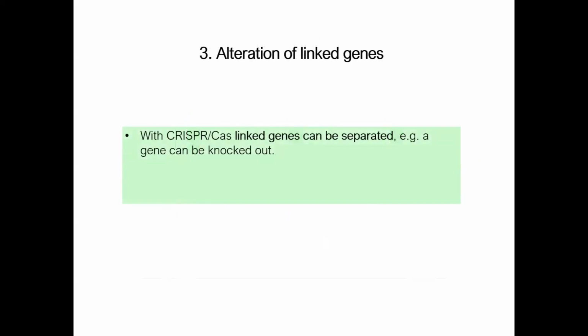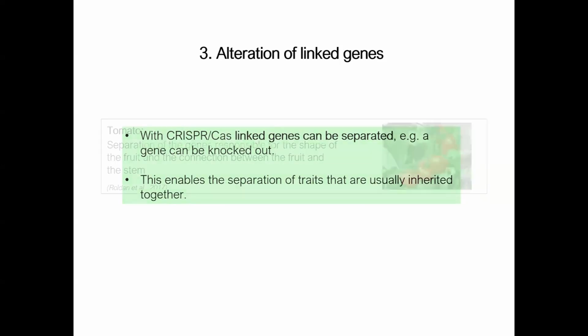With CRISPR-Cas, linked genes can be separated, for example by knocking out one of the 2 genes via the induction of small changes in their DNA sequence, making them non-functioning. This can be used to interrupt the common inheritance of certain traits.